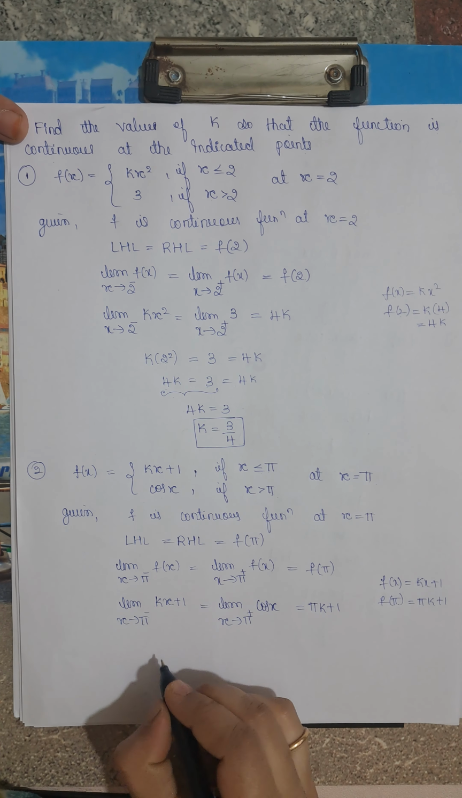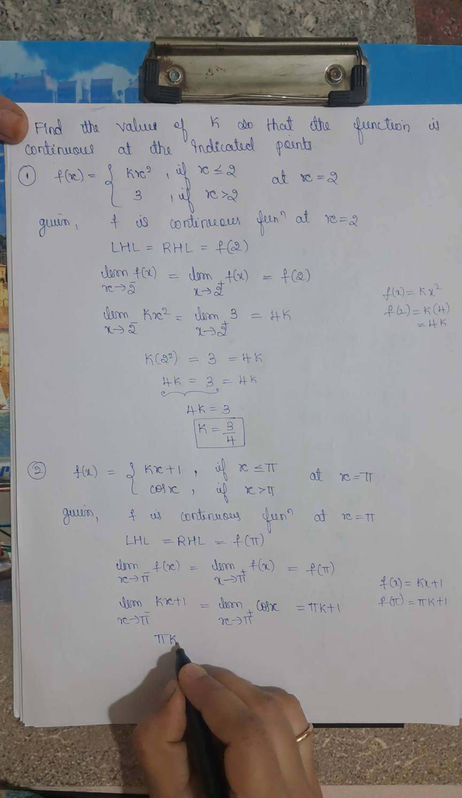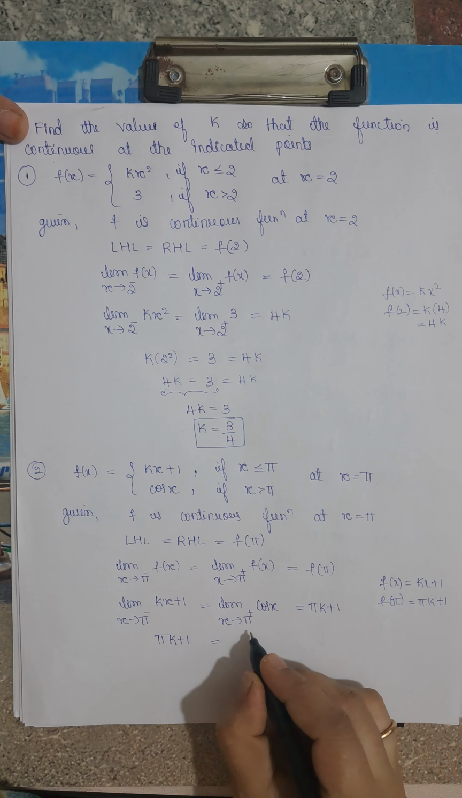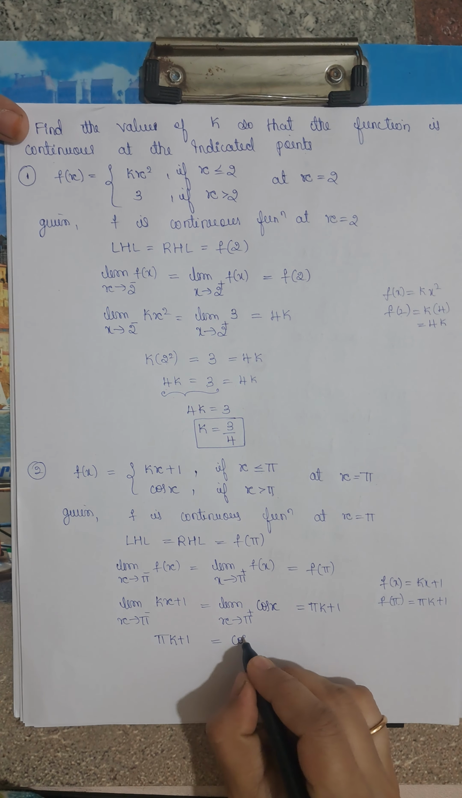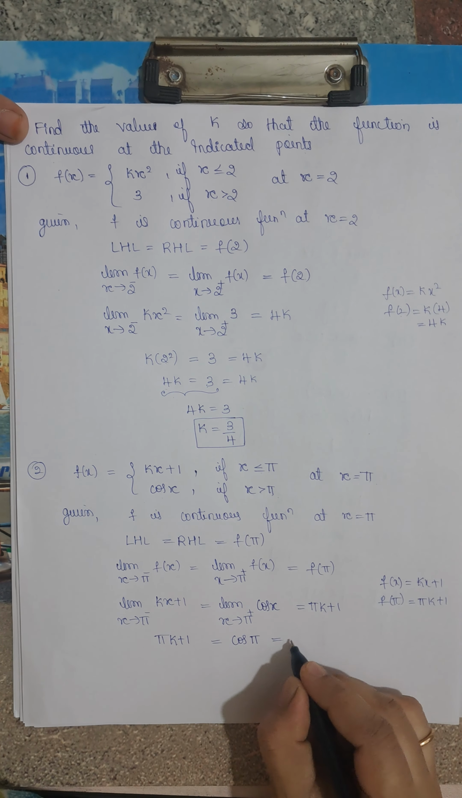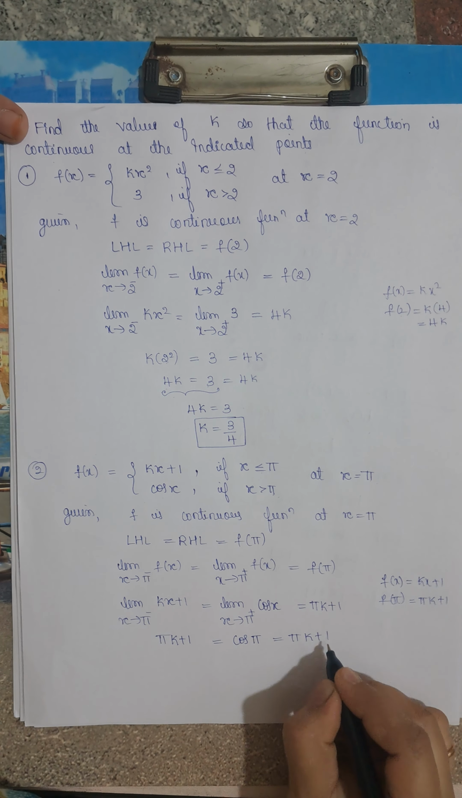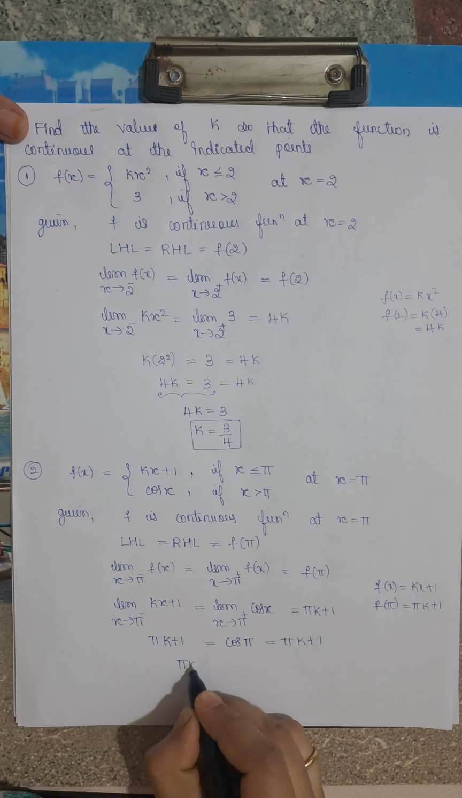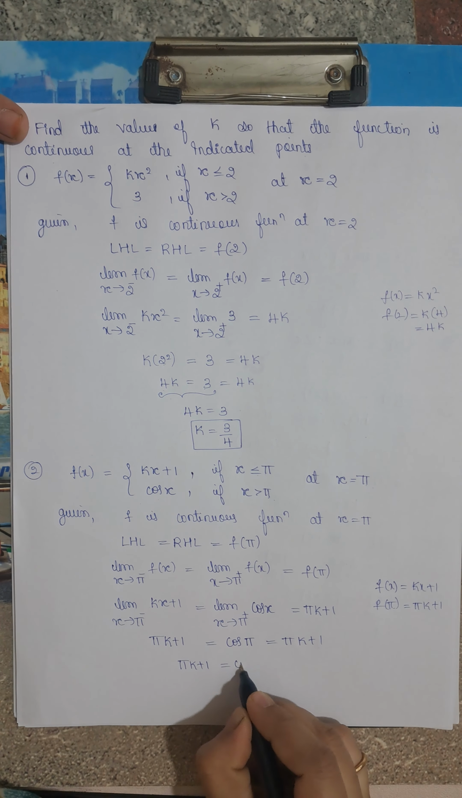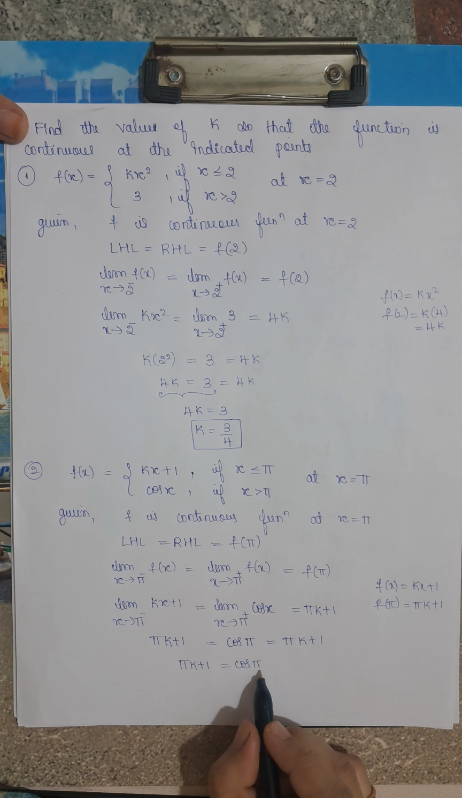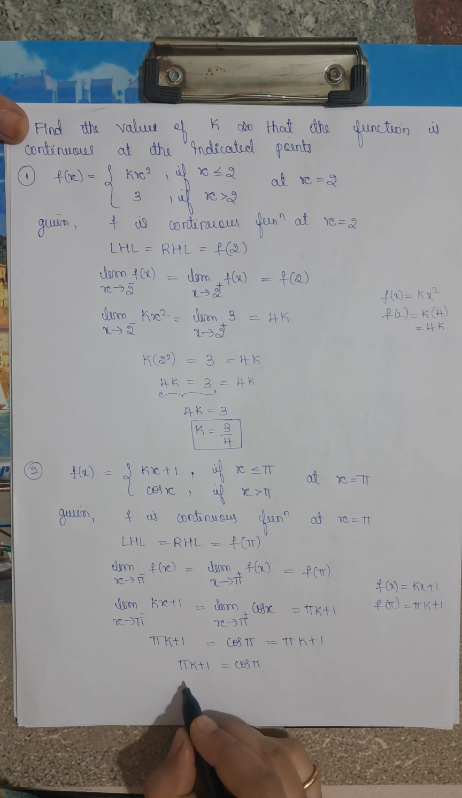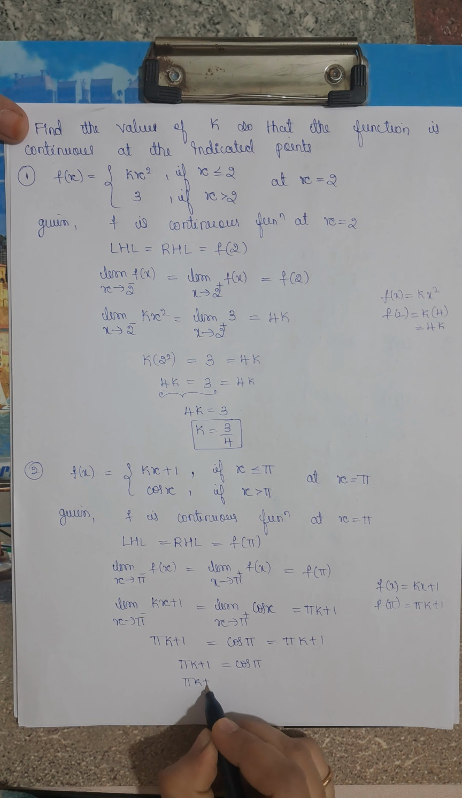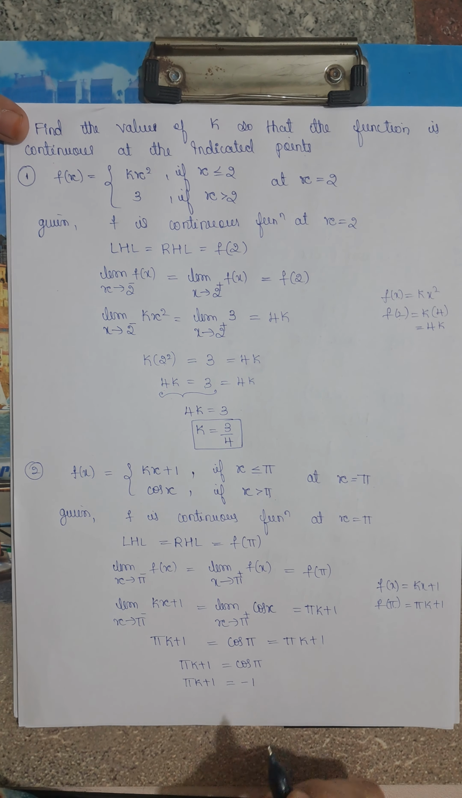So if I substitute pi over here, I'll get pi k plus 1, that is equal to, wherever x is there, I'll put pi, that is cos pi, which is equal to pi k plus 1. Since these two are the same values, we will get pi k plus 1 is equal to cos pi. So cos pi, in the sense cos 180 degrees, is minus 1. So pi k plus 1 is equal to minus 1.